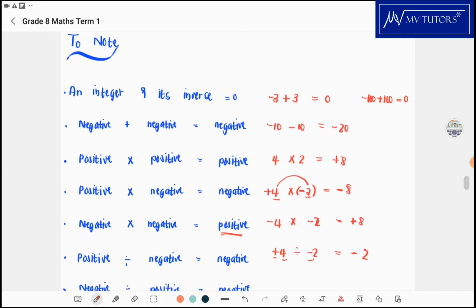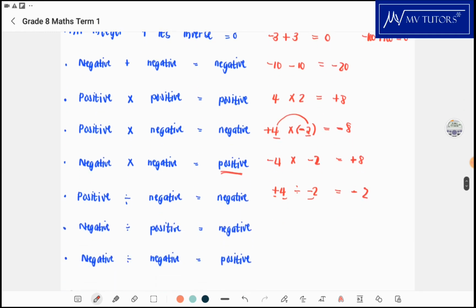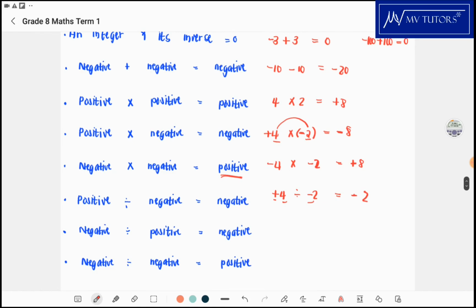All right. And then the last two, a negative divided by a positive. So we have a negative number divided by a positive number. So the negative divided by the positive gives you negative. 4 divided by 2, that's just 2. And then a negative divided by a negative. So a negative and a negative will give you positive, and 4 divided by 2, that's just 2. So a negative divided by a negative gives you a positive.